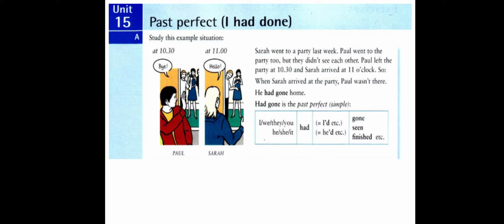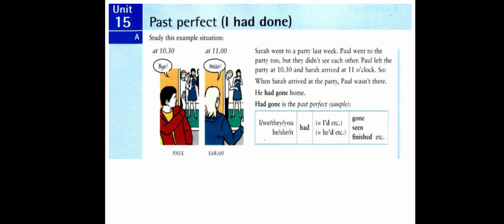But there should be a gap between the two actions to show which one preceded the other, which one came before the other action. We use past perfect. Otherwise, the two actions are in the past. So past perfect is an action that preceded another action in the past.